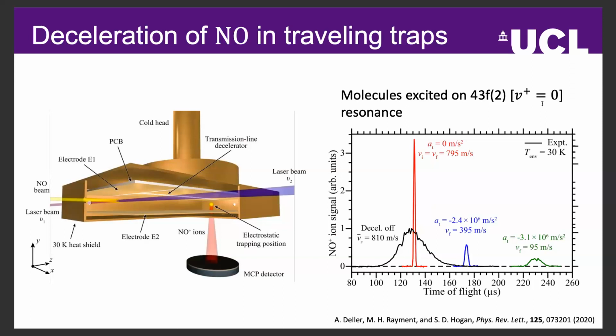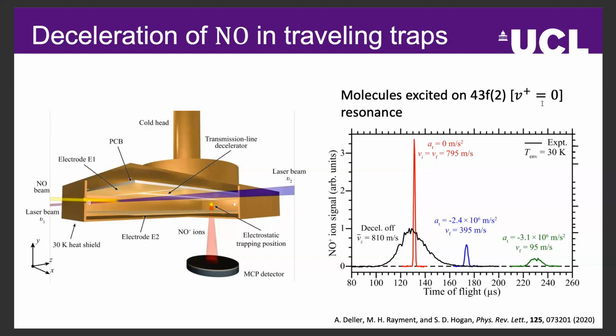So again, here is a schematic of the experiment. Here's the supersonic beam coming in here, intersected by two counterpropagating pulsed lasers. The Rydberg states of NO are then loaded into these moving electric field traps, transported to a detection position where pulsed electric field ionization is used to detect the molecular ions on an MCP detector. This all happens inside the 30 Kelvin heat shield as well, I should say.